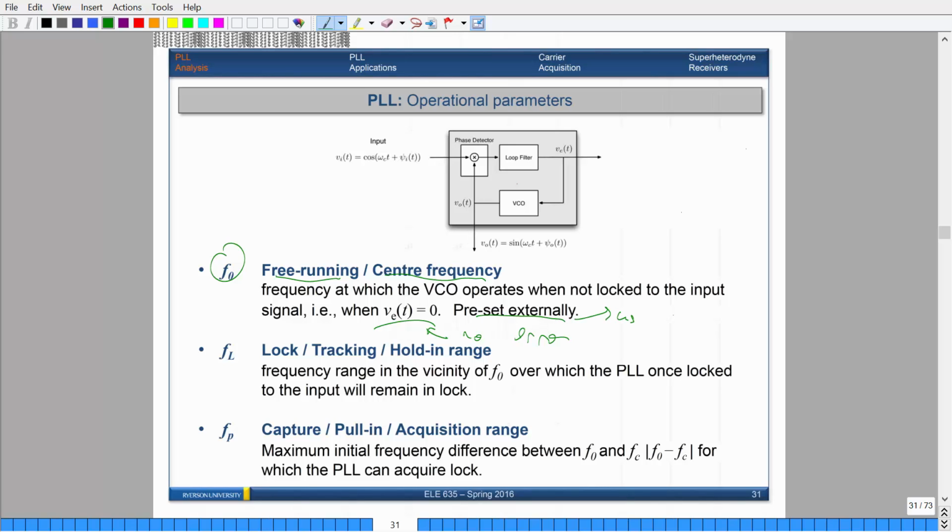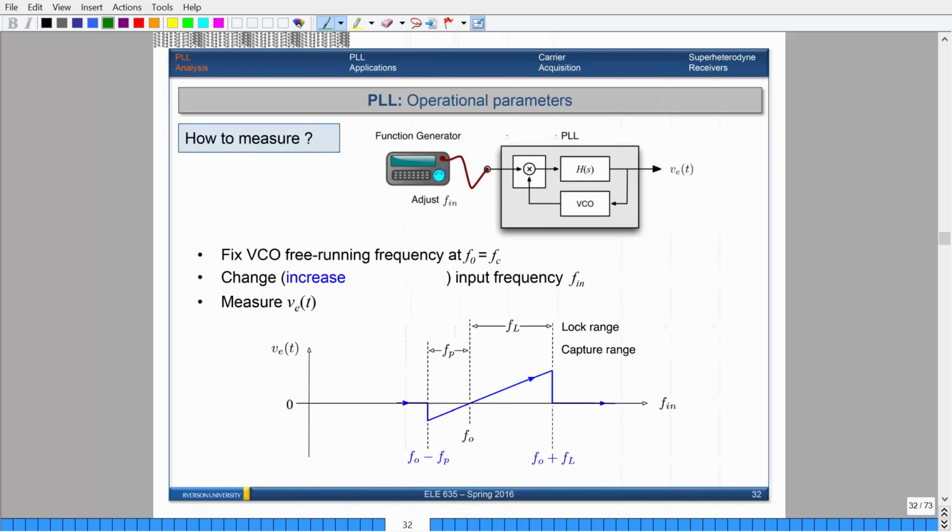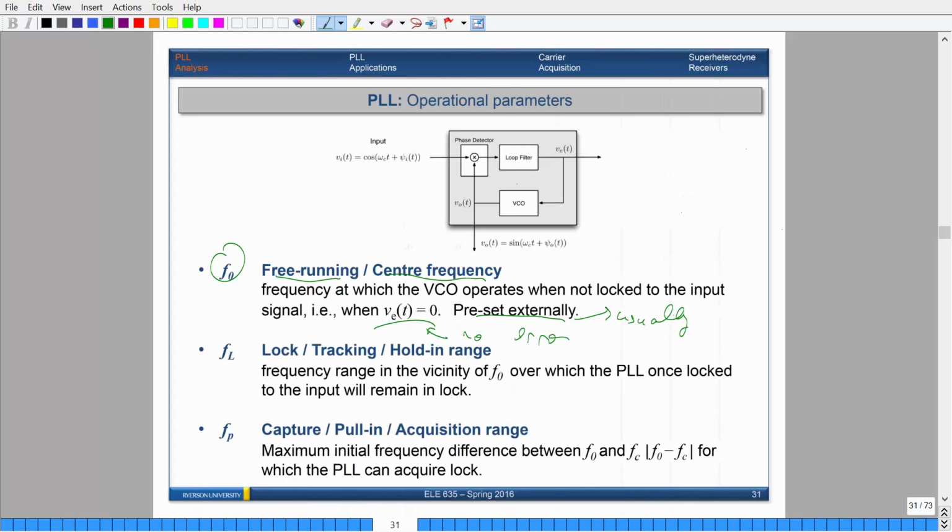Usually you want to make sure that the voltage controlled oscillator is set to be whatever the carrier frequency is that's coming in. So usually F0 equals FC. We usually want that to happen.